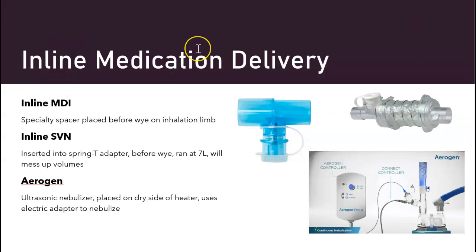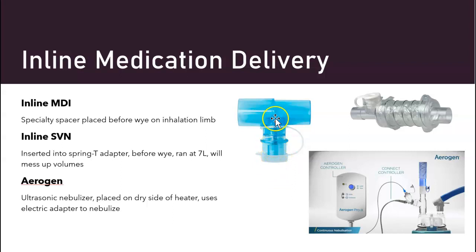We also have our inline SVN here. This is what's called a spring T adapter. This also can go inline on the inhalation limb, by the Y. There's literally a little spring here, and it closes. So you take this cap off, and you can literally push up, and I want you guys to play with it, like literally put your finger in it. It has a little spring.